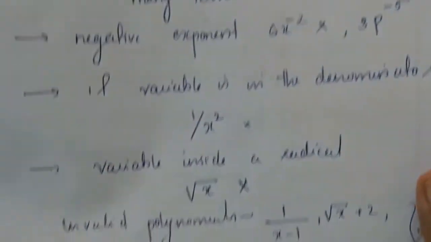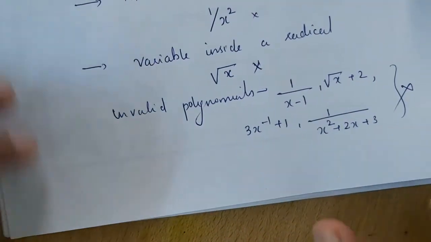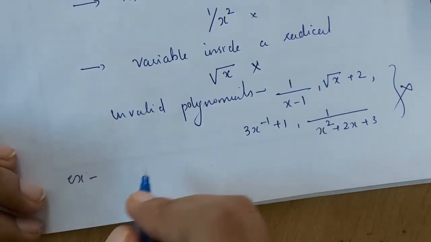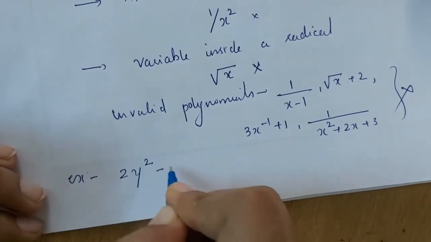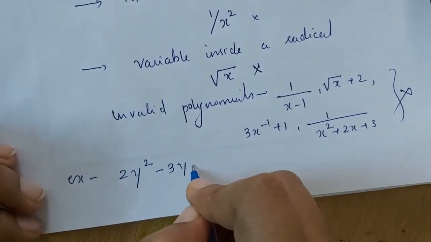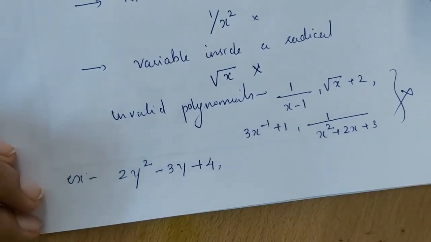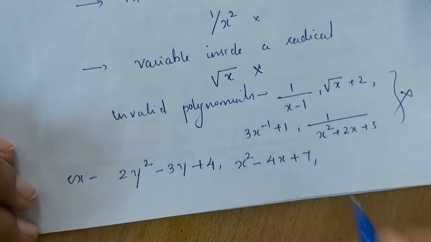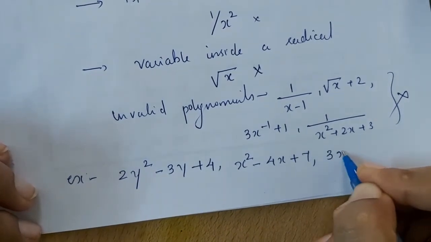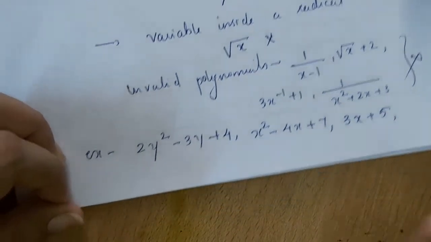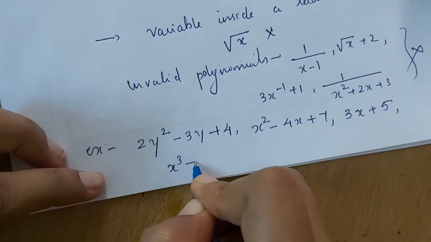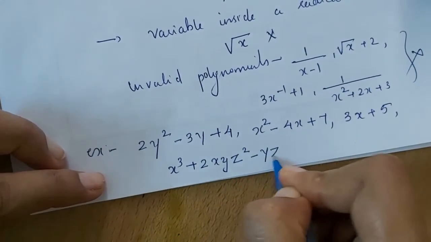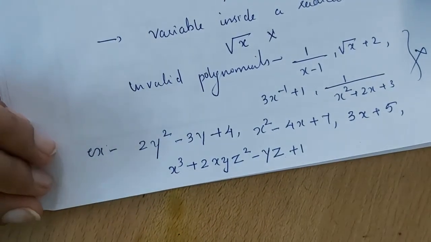Okay, then let's discuss some examples for polynomials. 2y square minus 3y plus 4. This is a valid polynomial. Another one, x square minus 4x plus 7. Another one, 3x plus 5. x raised to 3 plus 2x yz square minus yz plus 1. All these are valid polynomials.